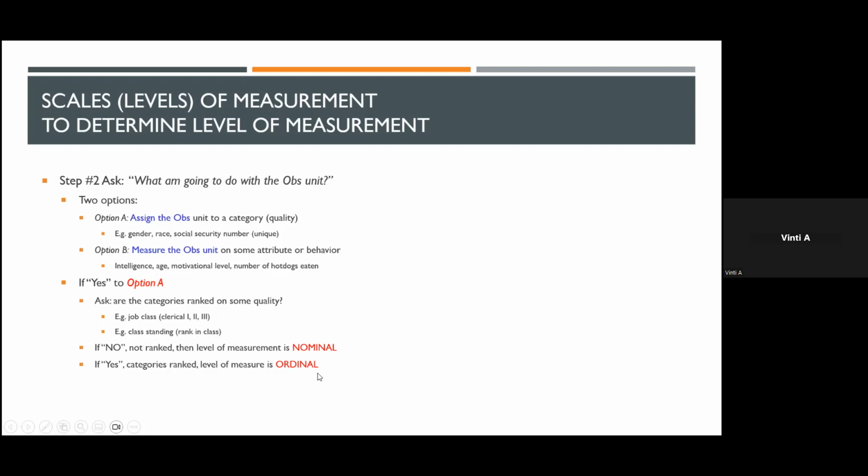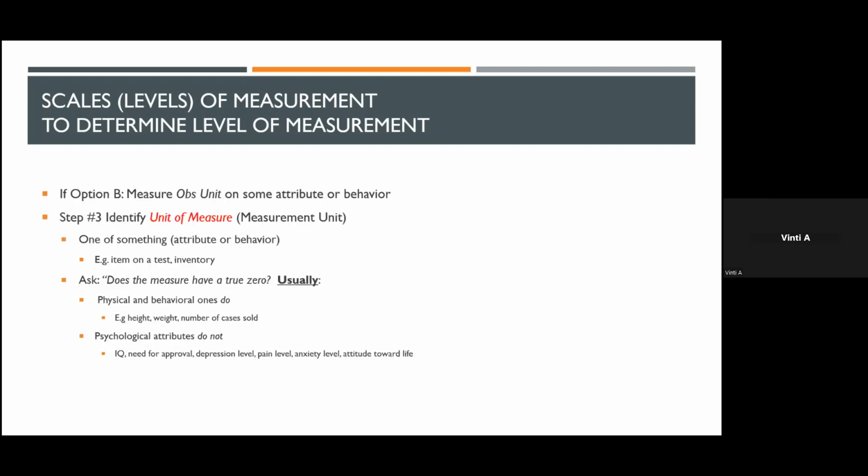For example, if I am saying the speed of the bus is lower speed, medium speed, higher speed, then it is ordinal. So this is just a check in terms of how you are going to determine whether the variable is nominal or ordinal.